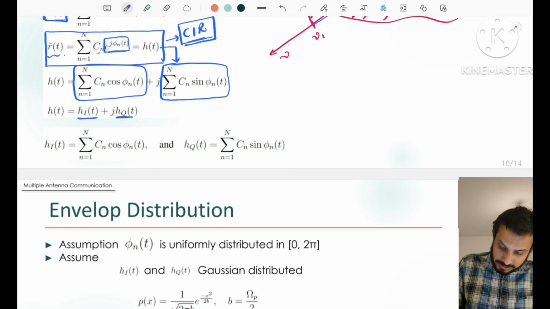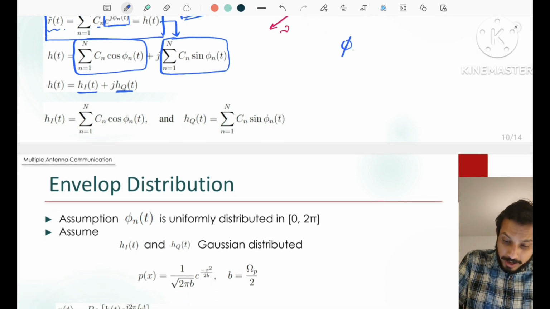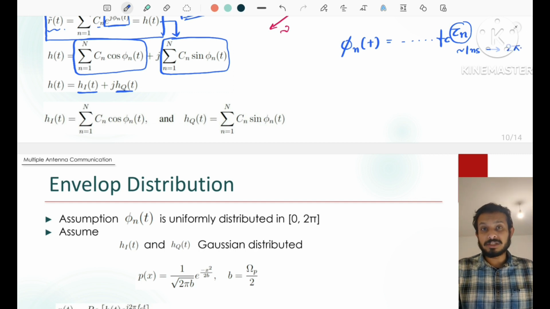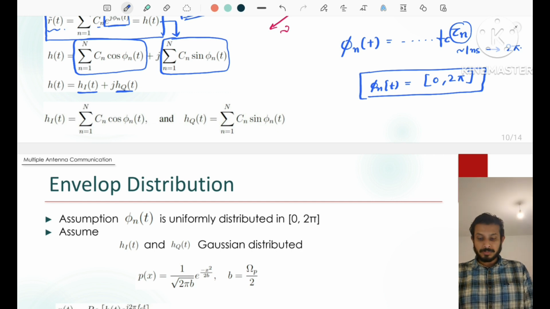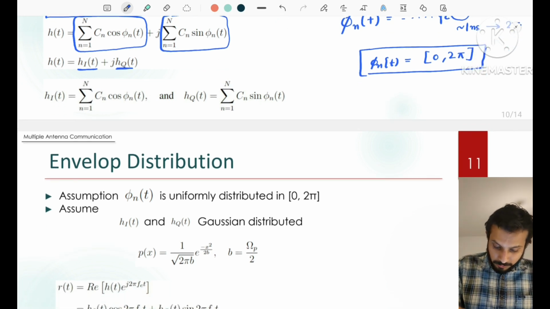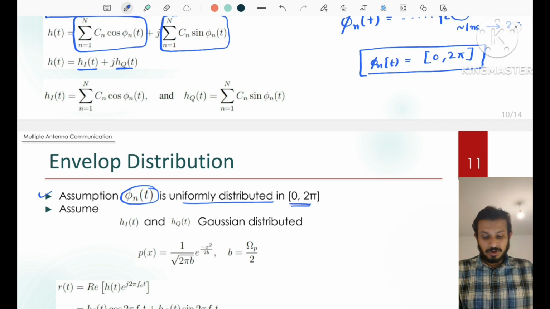Furthermore, we know that phi n of t is a function of more components apart from this fc tau n, and we know that even a small change in tau n of the order of 1 nanosecond can give rise to a 2 pi degree of phase shift. So it is reasonable to assume that phi n of t is uniformly distributed between 0 to 2 pi. This assumption is very valid and it is also well validated. So to proceed in our analysis, our first assumption is that phi n of t is uniformly distributed in 0 to 2 pi.